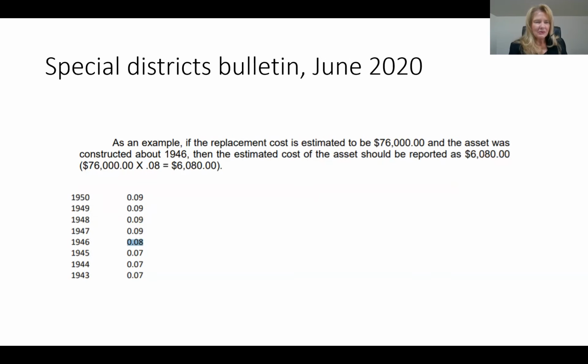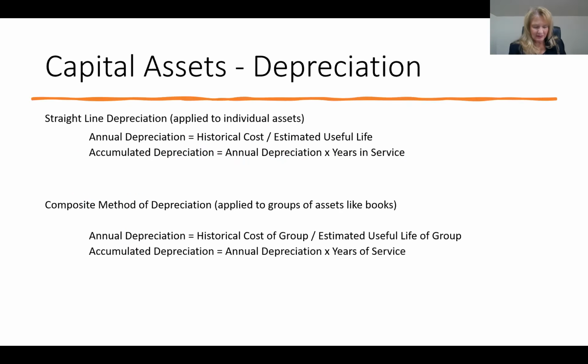So if we have an example here, this is just an excerpt from the table. If you have a building that is estimated to be worth $76,000 now, or that is the replacement value, and the building was constructed in 1946, then your estimated cost would be $6,080, which would be your 76,000 times that factor of 0.08 to equal $6,080. And we'll go over this a little bit more in some of the examples that we have. And you can also read more about it in the bulletin.